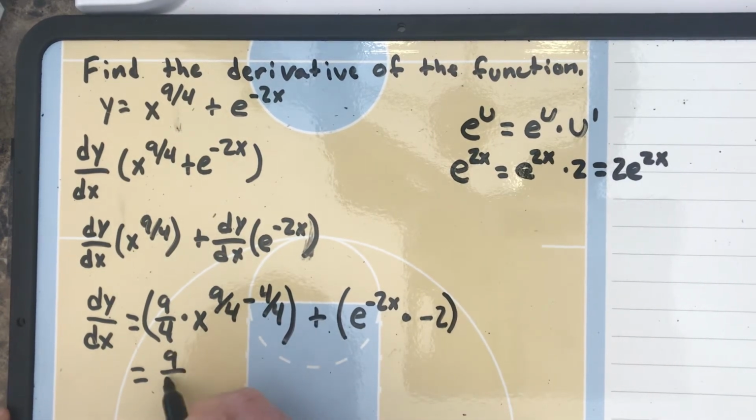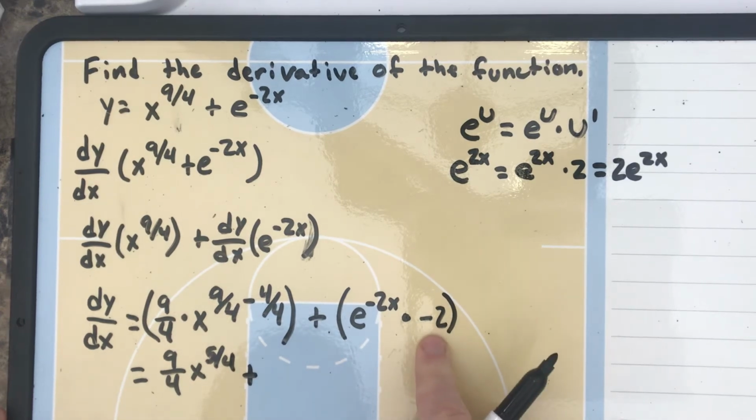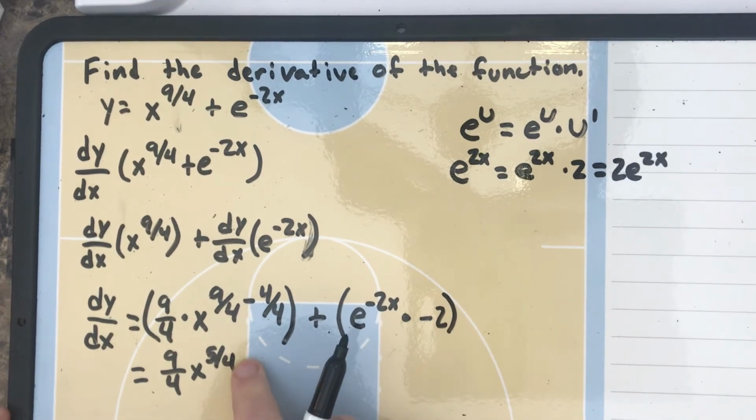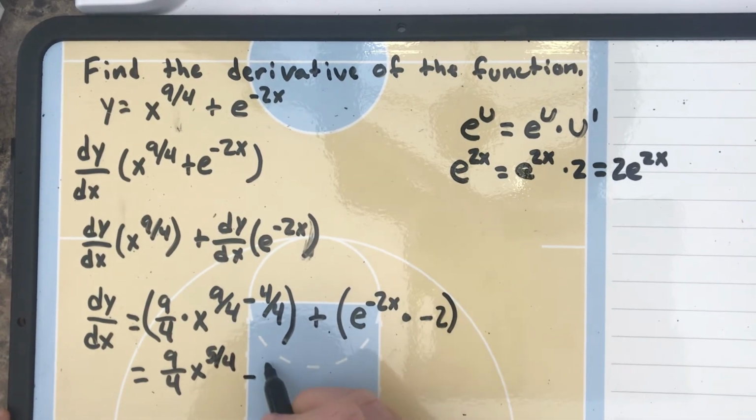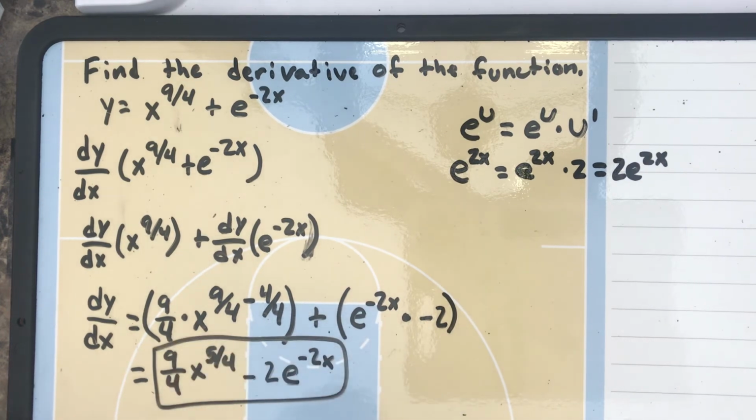So that's going to give me 9/4 times x, when I subtract that, to the 5/4, plus, well, not plus because of the negative, so that's going to be actually minus 2e to the negative 2x. And that's the derivative of this function.